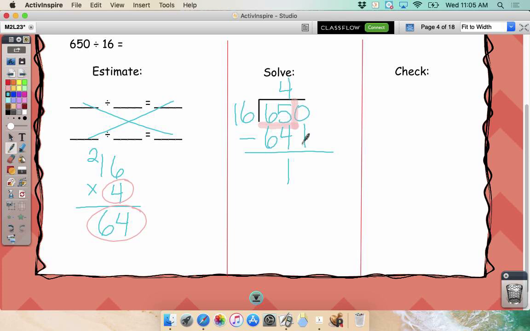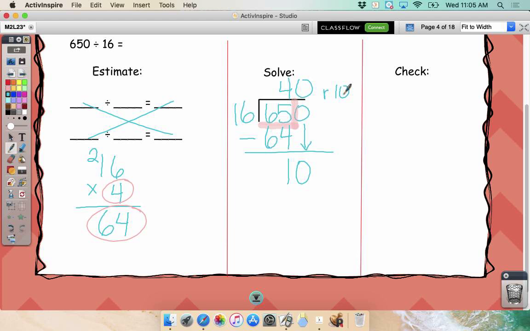Can I bring down my 0? Yes. Okay, we did a problem like this yesterday. Is 10 even large enough to divide 16 into? No. So there's a number we use when we can't divide. Finn, what is it? 0. And then if I don't have any numbers left to bring down, whatever the number is at the bottom is my remainder.